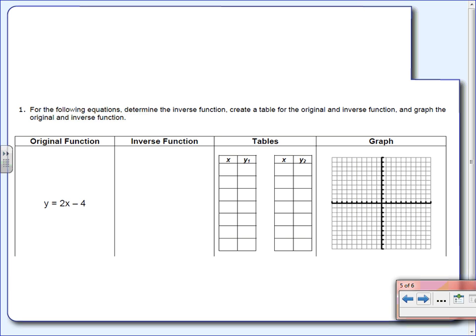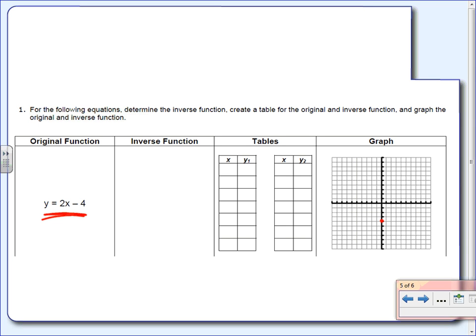We're going to start by graphing y equals 2x minus 4. Again, we still don't need a calculator. We can do this. So, April, what is the y-intercept on this graph here? -4. So we're going to start over here at -4, right here. That's our first point.